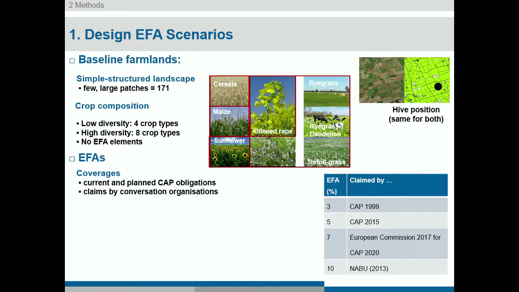And to implement the ecological focus areas in terms of their coverages, we focused on current and planned obligations of the Common Agricultural Policy Reform. So we implemented the 5% of the current reform and also 7%, which is planned for the next period from 2020. And also we considered claims by a conservation organization that the areas should increase to 10%.